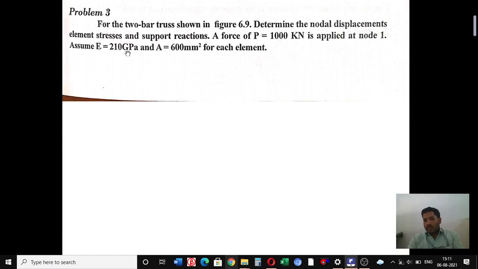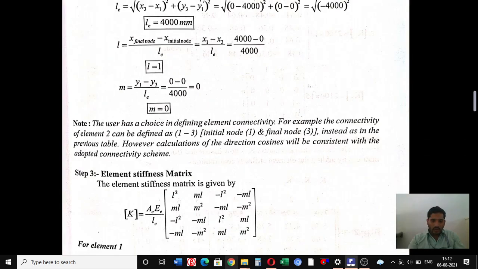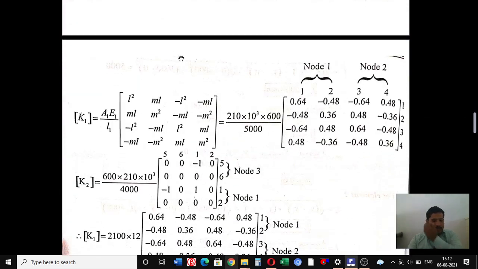Here 210 gigapascal is given and the area of the element is given as 600 mm square. Is it right now here? Let us see. 210 gigapascal we want to convert in N per mm square. Then it should become 210 into 10 power 3, into this area, how much? 600 by L1, how much is the value?